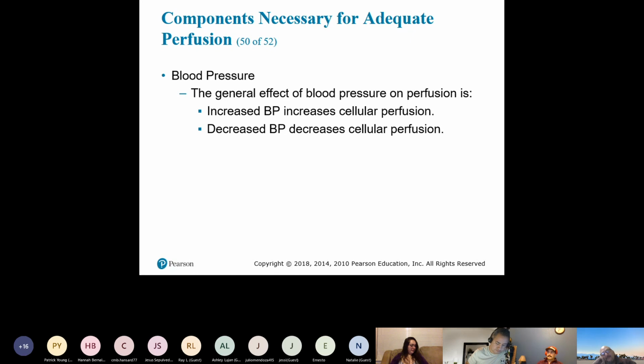So again, with cardiac output, how do we determine cardiac output? Heart rate times stroke volume. So if we increase the heart rate, what happens to your cardiac output? Goes up. What if we decrease the stroke volume? Decreases. And then inversely, if we increase the stroke volume, decrease the heart rate, what happens to the cardiac output? It decreases. So we can have changes in one or the other, and we can have an increase or a decrease. It all depends.